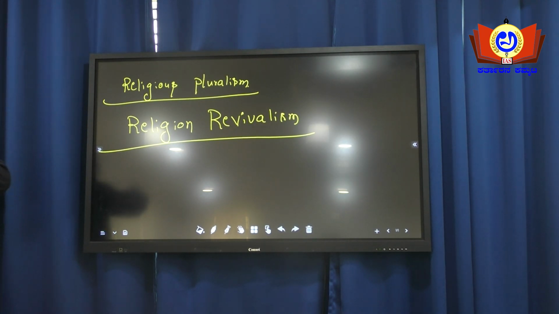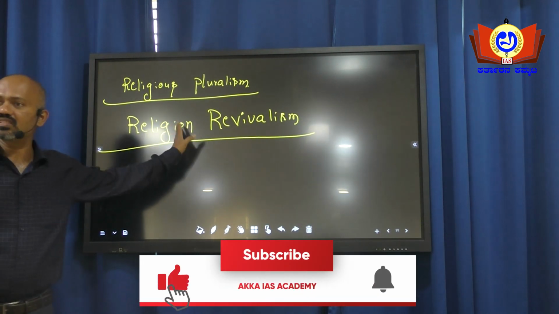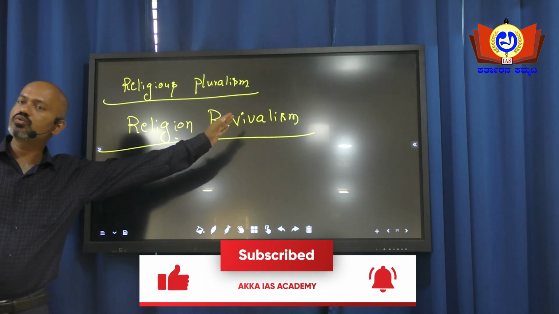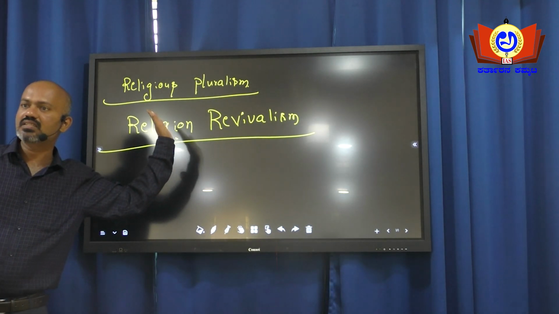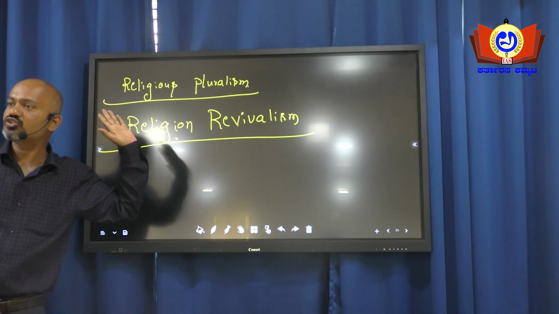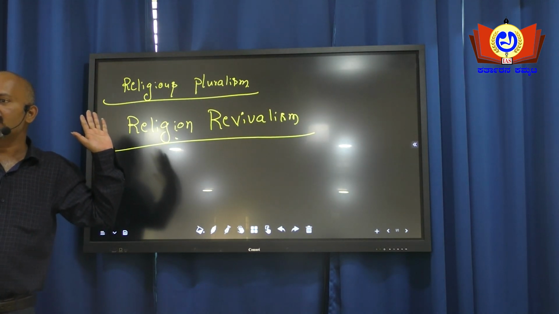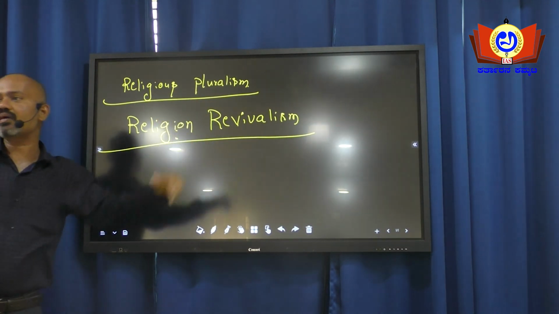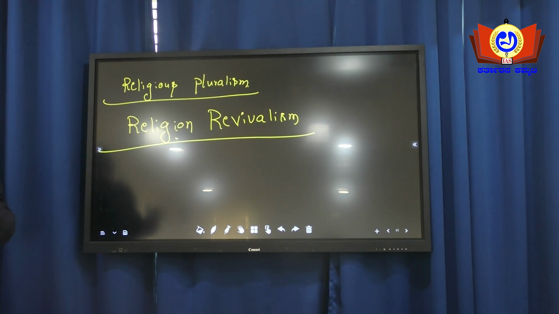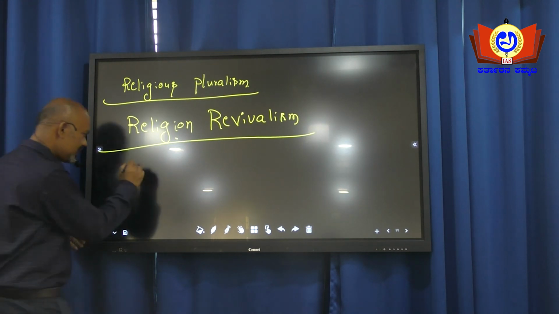So a certain group of people feel angry and want to revive their religion. They want to go back to their sacred religious practices. They want their children to follow their religion. They do not want their children to forget their religion completely. That is the reason religious revivalism has come. In detail in class. Okay, next one, religious fundamentalism.